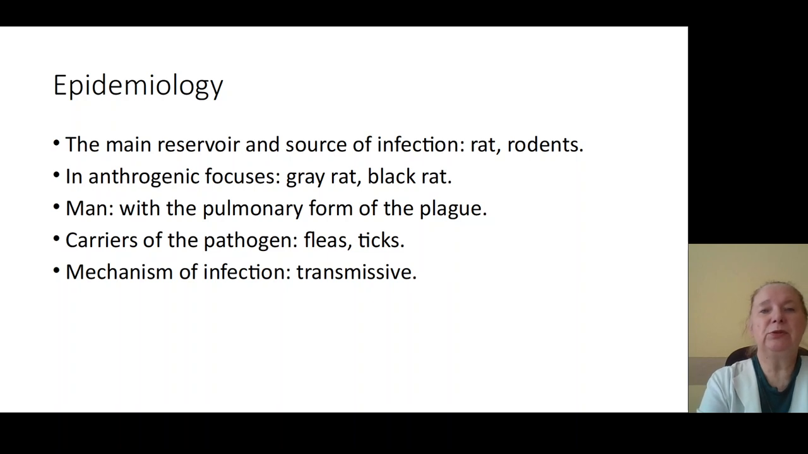The factors of transmission of infection are fleas and ticks, and the mechanism of infection is transmissive: the bite of fleas or ticks, when bacteria penetrate the organism of the patient. An aerogenic mechanism may also occur.